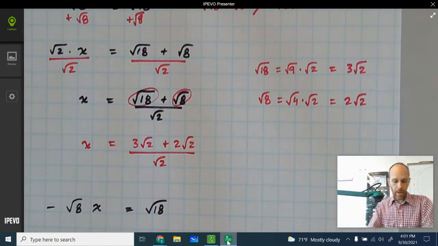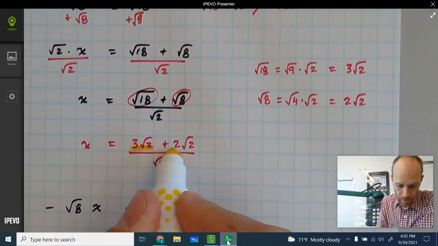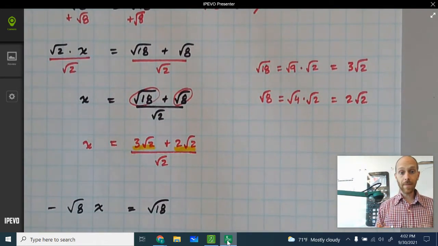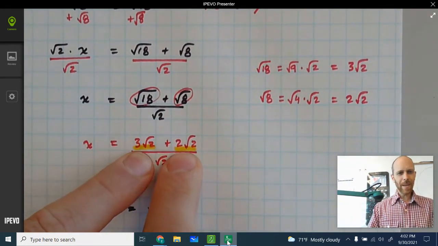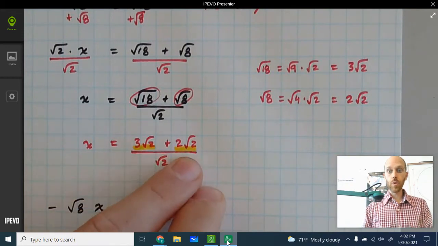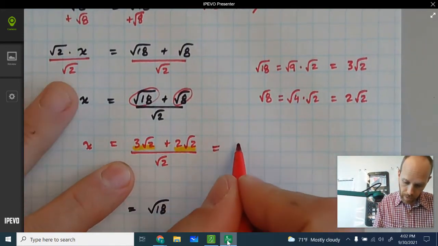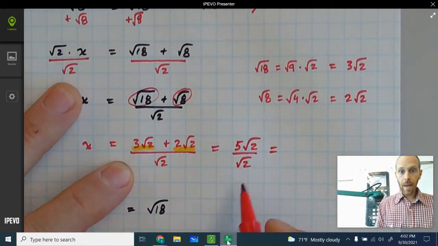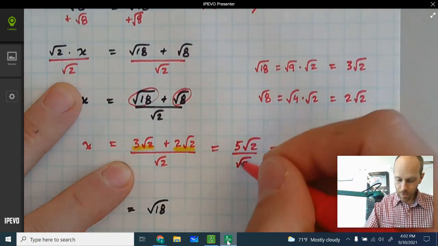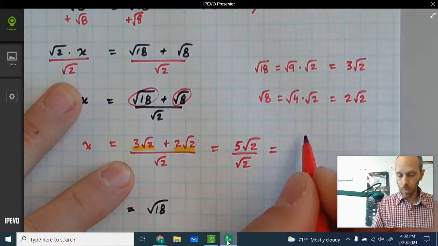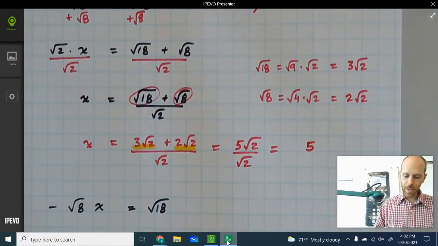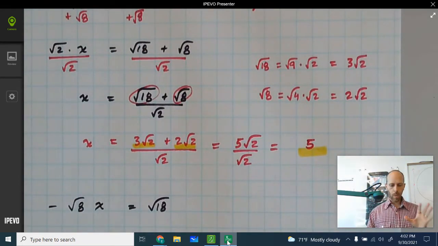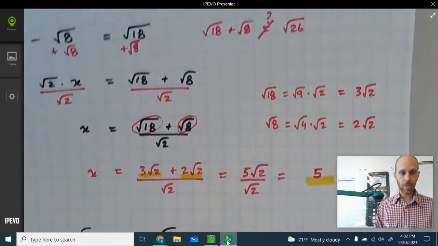Now, if you look at the numerator, we have 3 roots of 2, and then we have 2 roots of 2. So how many roots of 2 do we have total? We have 5 of them. You can combine these just the same way that if you had 3x plus 2x, you could call them 5x. We can call this 5 roots of 2. And now, since that's divided by roots of 2, these cancel or they're equal to 1. So our answer ends up being just the 5. The moral of the story, ladies and gentlemen, is you always want to simplify your radicals.